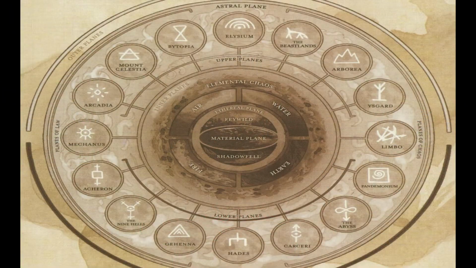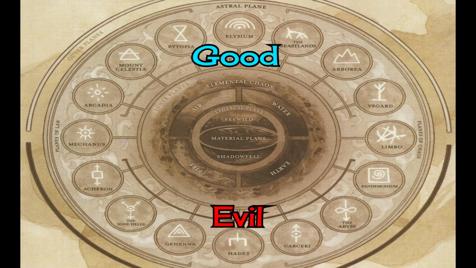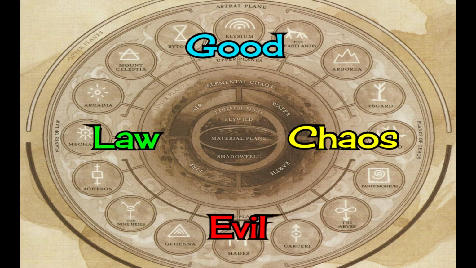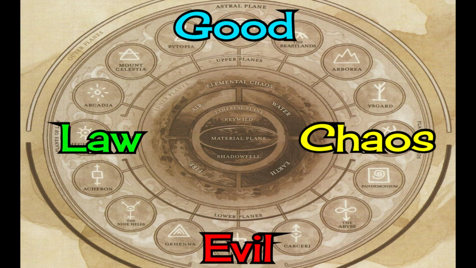So here's a picture of all the outer planes. On the opposite ends of the spectrum here, you have Elysium being the true good plane and Hades being the true evil plane. And for the lawful and chaotic spectrum, you have Mechanus as true law and Limbo as true chaos. So the planes sandwiched in the middle are hybrids of these alignments.